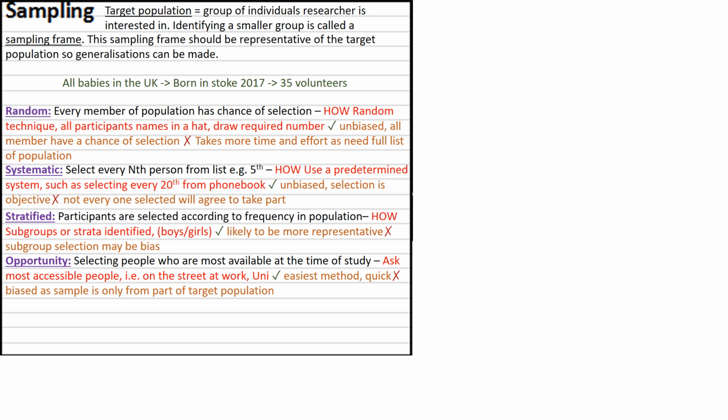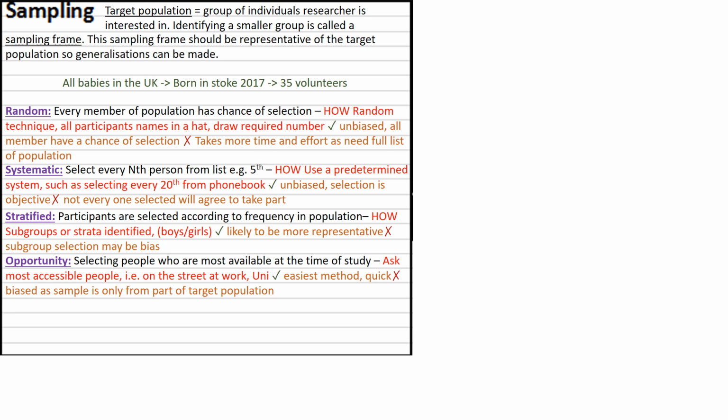Okay, the next one is by far the most common method of gaining participants for psychology. This is simply because it is the easiest way to go about it. This is simply gaining individuals that are close to you physically. You see someone in the corridor, you ask them directly, and you ask if they're available. And if you're a teacher, you might go to your class and say, guys, could you take part in my study? That is an opportunity sample.